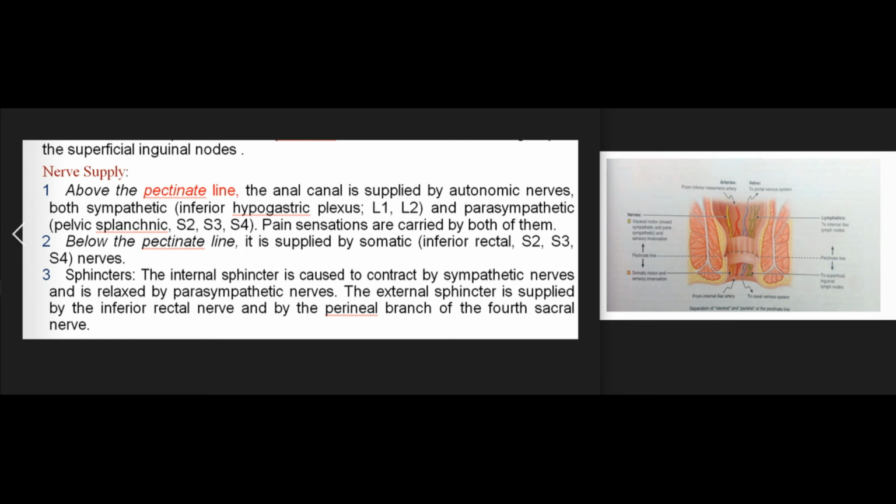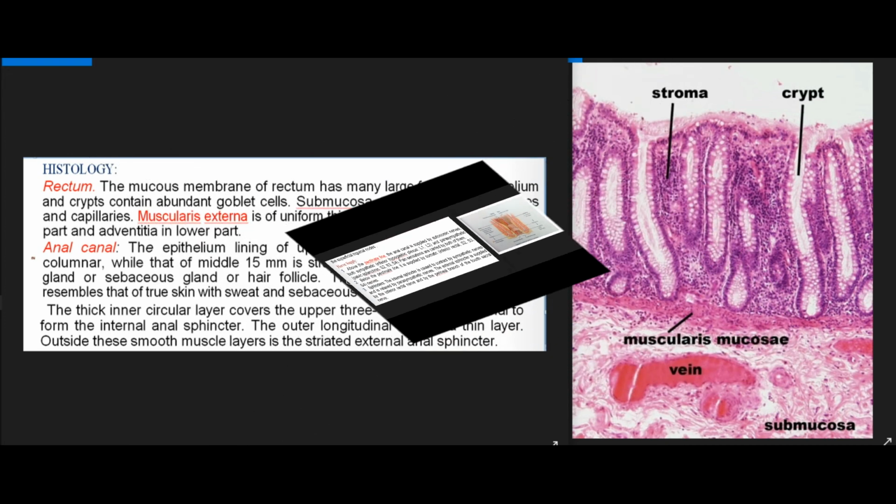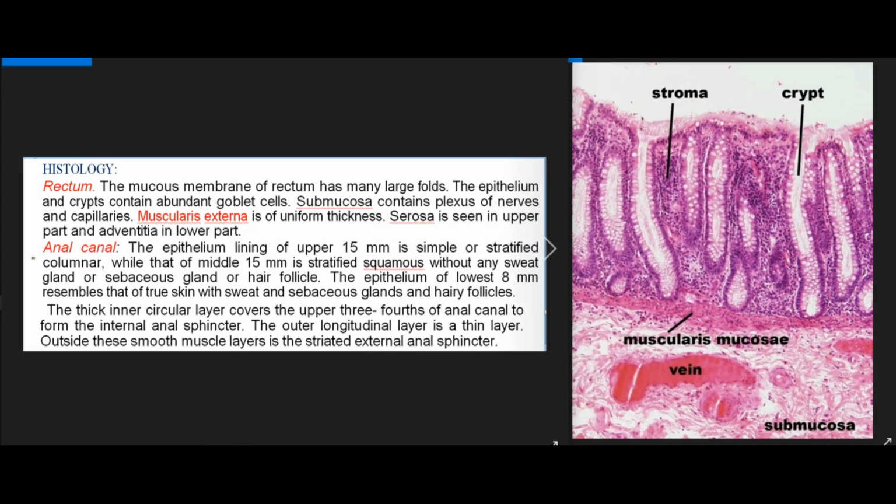3. Sphincters. The internal sphincter is caused to contract by sympathetic nerves and is relaxed by parasympathetic nerves. The external sphincter is supplied by the inferior rectal nerve and by the perineal branch of the 4th sacral nerve. Histology, rectum. The mucous membrane of the rectum has many large folds.